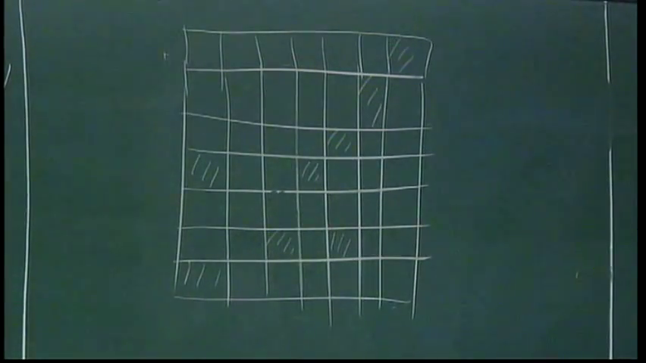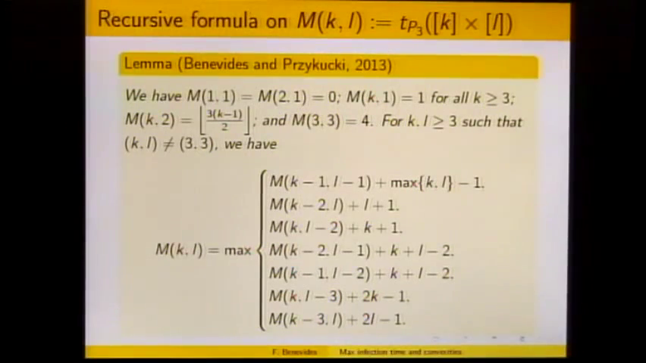But anyway, eventually we ended up getting to this recursion, which is slightly ugly, but it's easy to show in the pictures. If I call M(k,l) the maximum infection time in a k by l grid, what's the slowest time that you can take to infect the k by l grid?